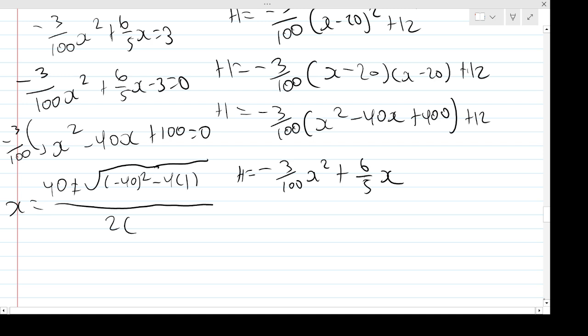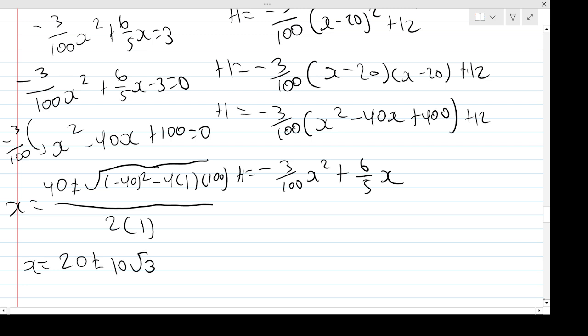Clearer. Minus 4 lots of 1, 100 over 2 lots of 1. Then I can put that into the calculator. So then we get, okay, we get x is 20 plus or minus 10 root 3.